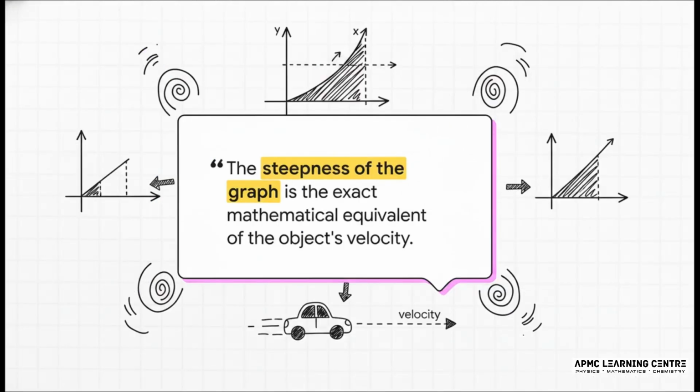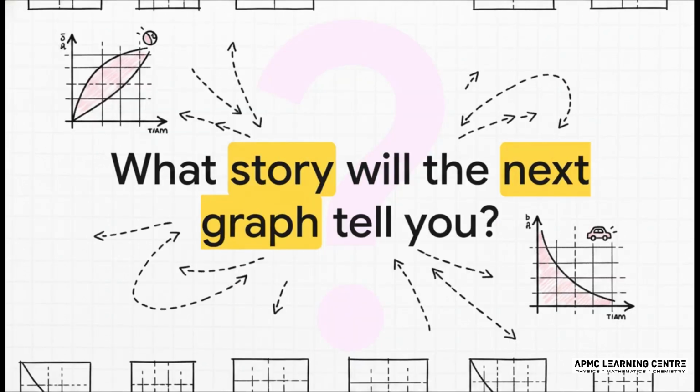But let's circle back and repeat the single most important rule one last time. The one thing I really want you to burn into your memory. The steepness of the graph, its gradient, is the exact mathematical equivalent of the object's velocity. Master that, and you've mastered these graphs. So now, you don't have to look at these graphs and see just a bunch of lines on a page anymore. You can actually read the story, the dynamic unfolding story of an object's motion. You have the tools. So the only question left is, what story will the next graph tell you?